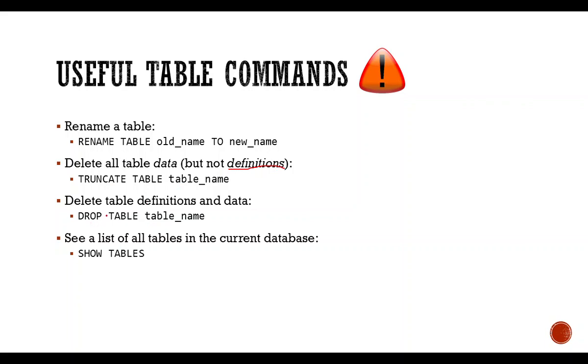Drop table will delete the actual table definition. The columns and everything go away, the column definitions. If we just say truncate, the thing ends up empty, but still existing. And you can also say show tables if you want to see what tables you have in your database. So these may come in handy.